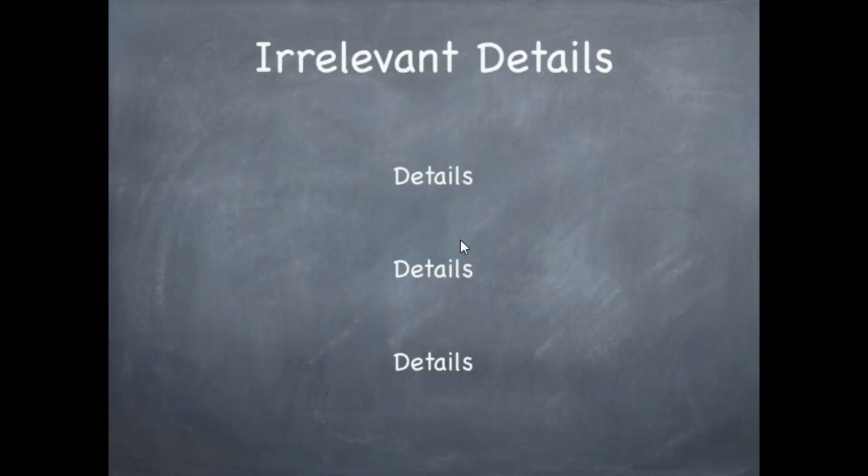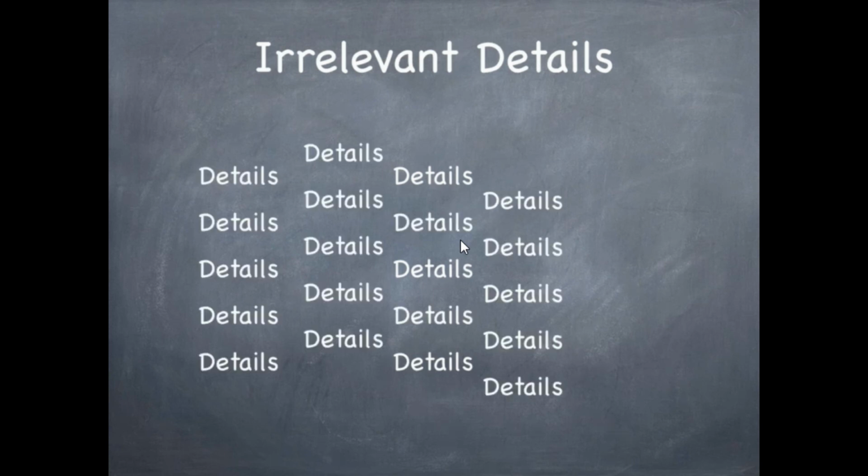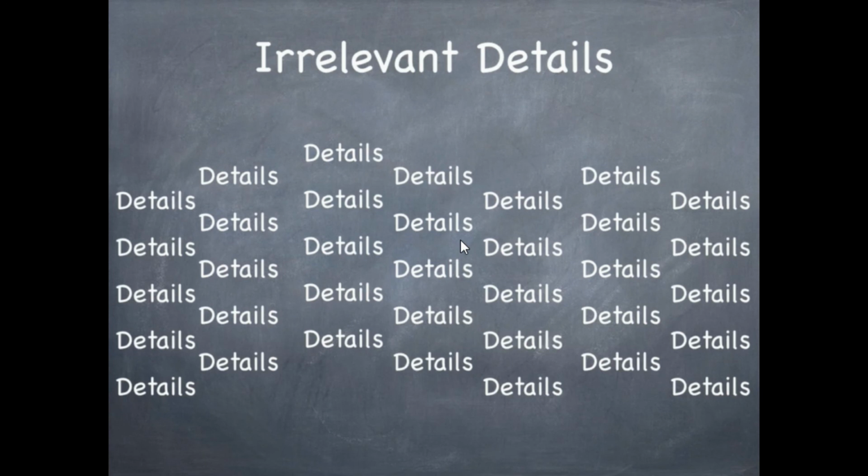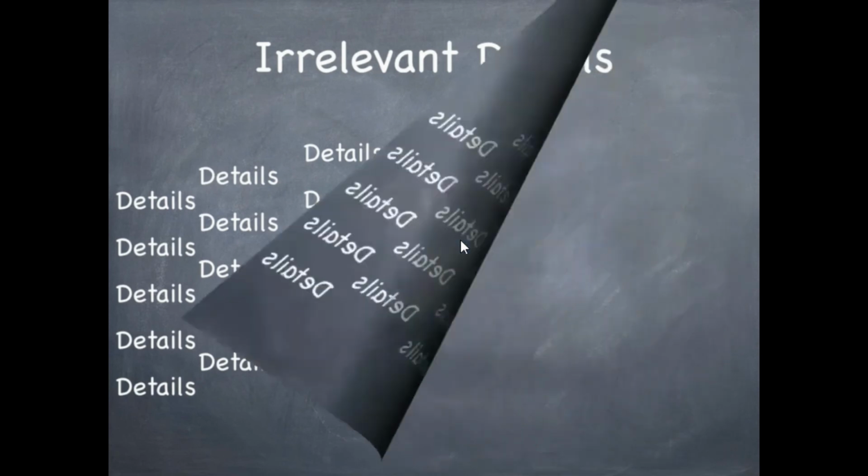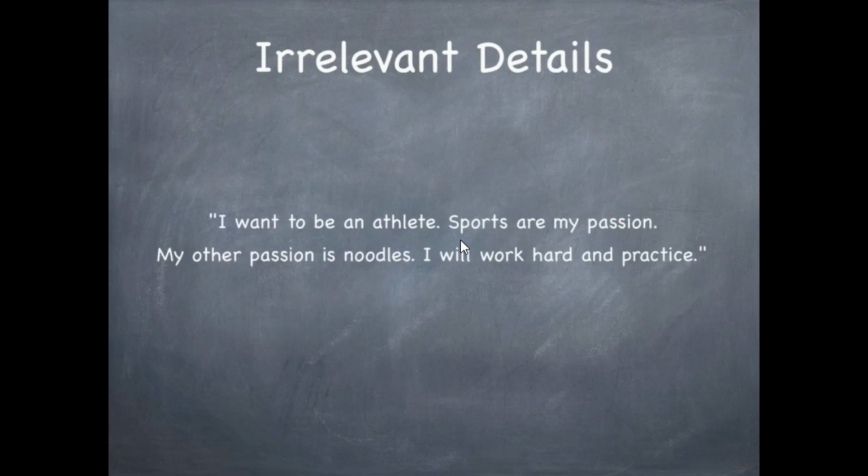When you write, your teacher or whoever you're writing for expects you to include details, sometimes a lot of details. That's really what makes writing great, those details. It kind of paints a picture for you. But you have to be careful not to get too carried away and include details that seem kind of out of place or don't fit or inappropriate or maybe just too many of them, and sometimes meaning they're not really needed in the first place. So we have a very basic paragraph here. I want to be an athlete. Sports are my passion. My other passion is noodles.